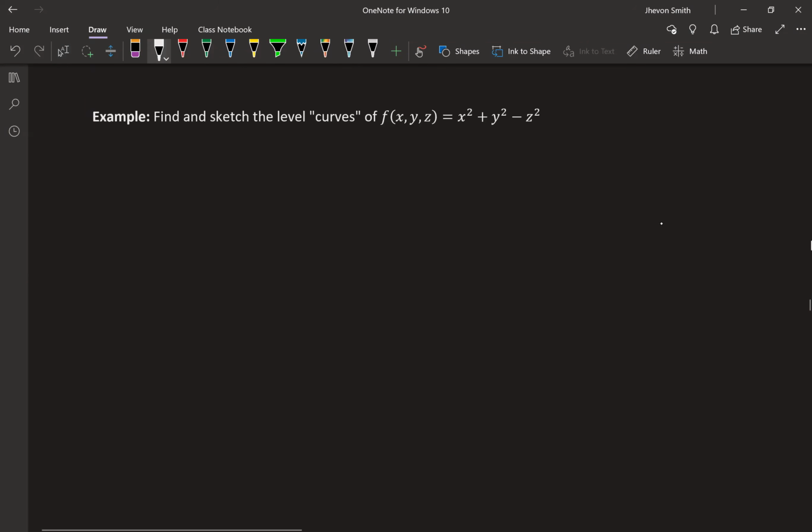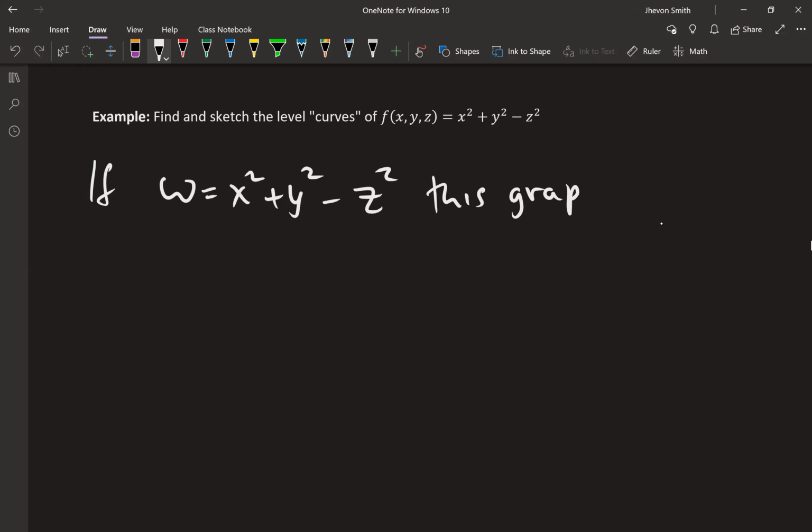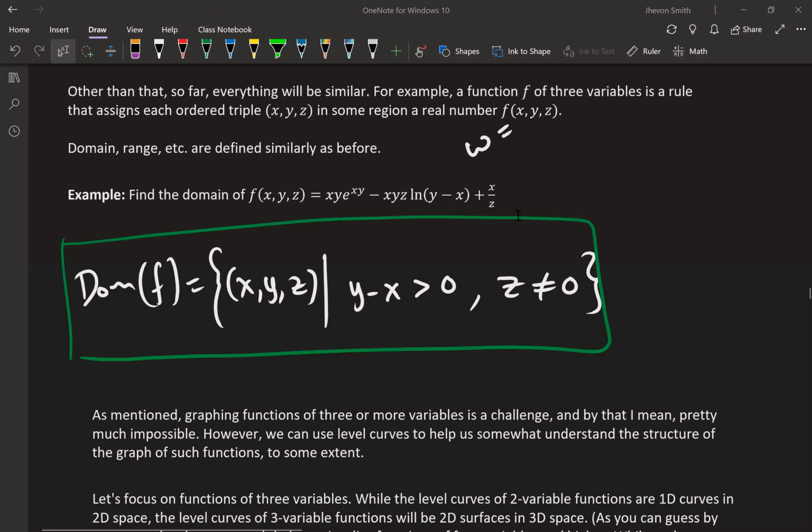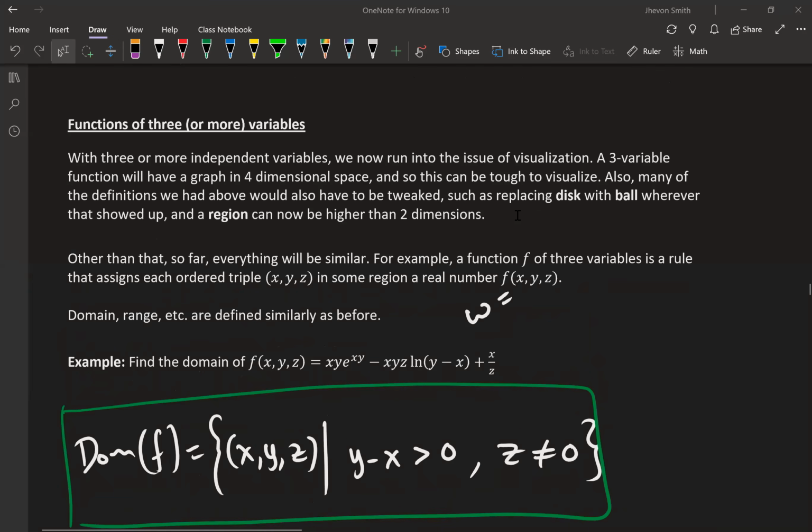So find the sketch of the level curves of this. If we have W equals X squared plus Y squared minus Z squared, this graph is in 4D, Ultra HD. I'm kidding. A lot of the math is going to be very similar in terms of what domains are and all that other stuff we're doing.